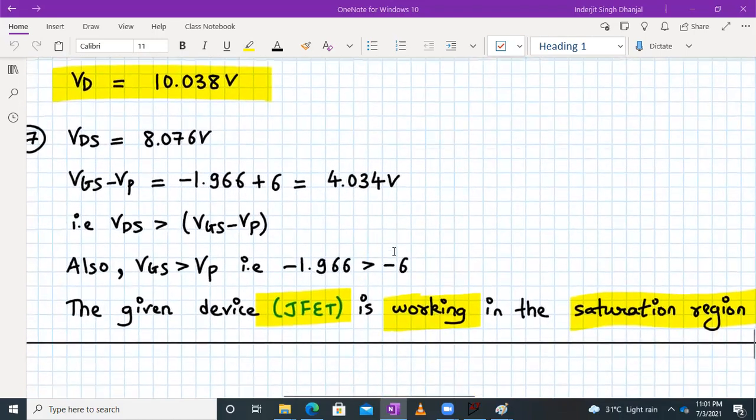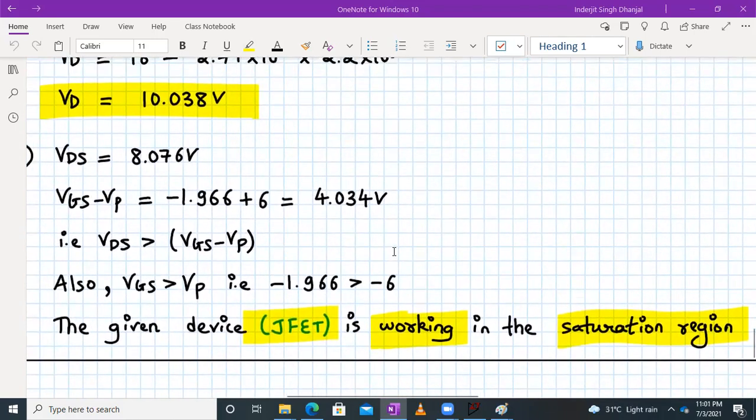And now we check the condition whether the JFET is working in the saturation region or not. VDS is 8 volts around. VGS minus VP value is coming out to be 4.03. So that means VDS value is greater than VGS minus VP. Also, VGS is greater than VP. That is, minus 1.966 is greater than minus 6. So since these two conditions are satisfied, the given device JFET is working in the saturation region.